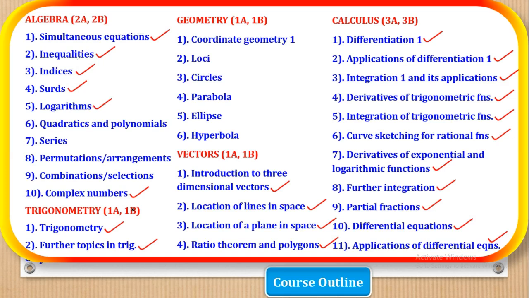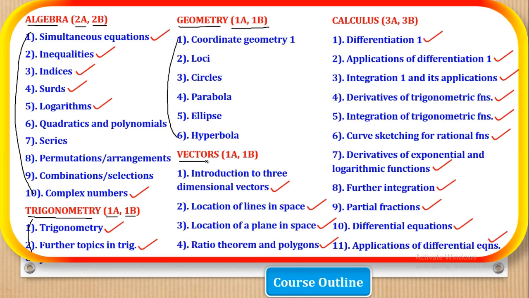Now, Math Paper 1 or Pure Mathematics is divided into 5 parts. One is algebra, where 2 questions come in section A and 2 in section B, and these are the topics under algebra. Then, next is trigonometry, where 1 question comes in section A and 1 in section B, and these are the topics. The third part is geometry, where 1 question comes in section A and 1 in section B, and these are the topics.